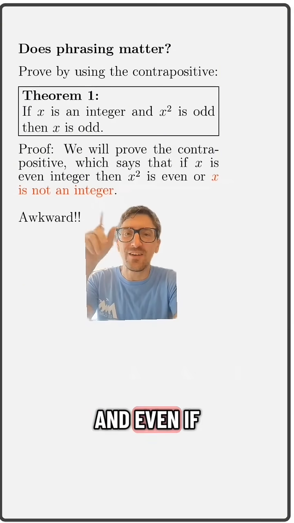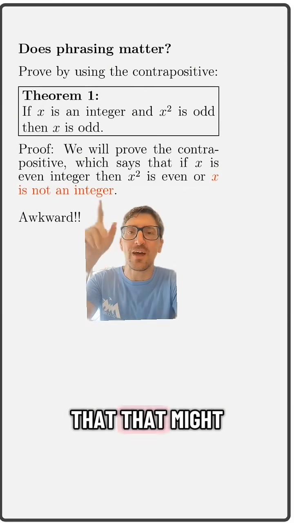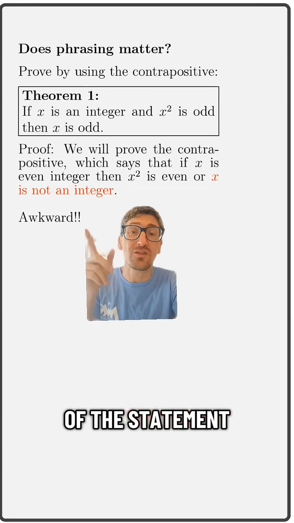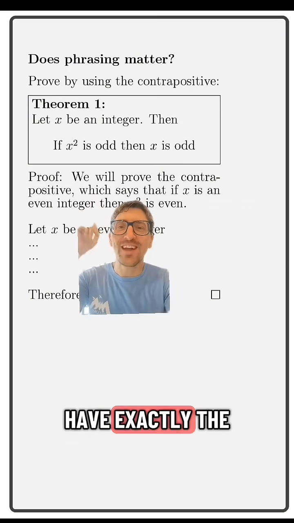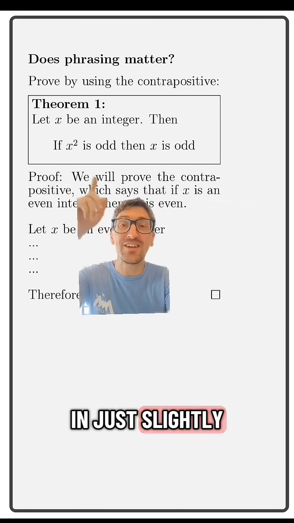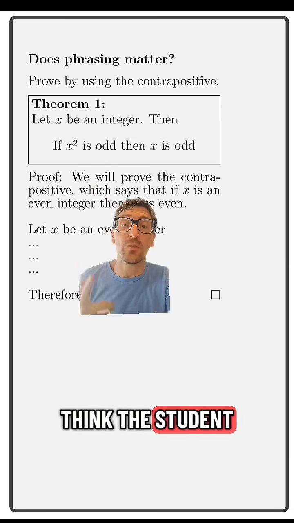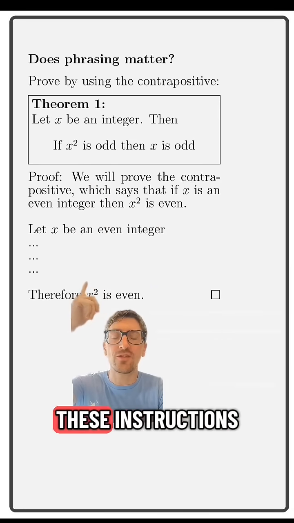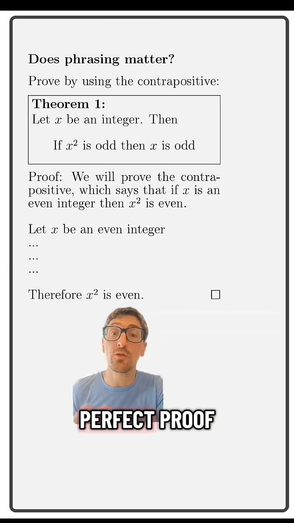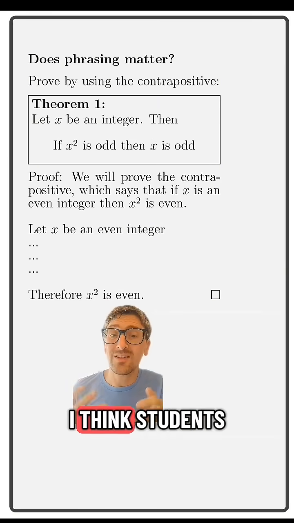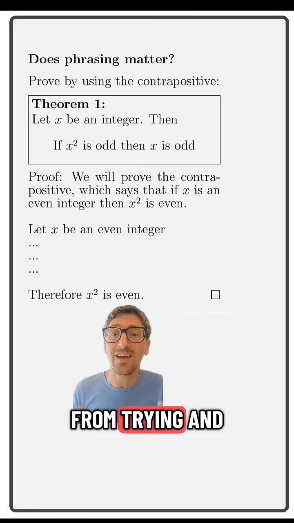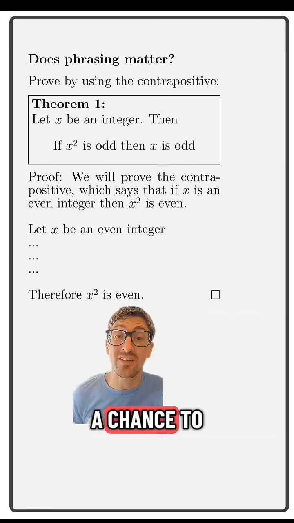And even if this is in some sense correct, that might be the contrapositive of the statement, it's just very awkward to work with. But if I have exactly the same theorem written in just a slightly different way, then I don't think the student would make that mistake. I think with these instructions, you would probably get a near perfect proof, something like this. Finally, I think students will really learn from trying and then getting feedback and then getting a chance to try again.